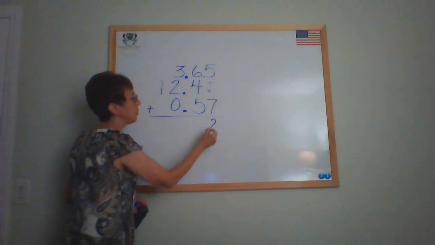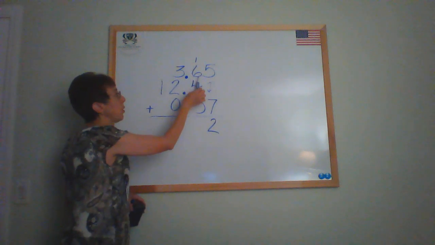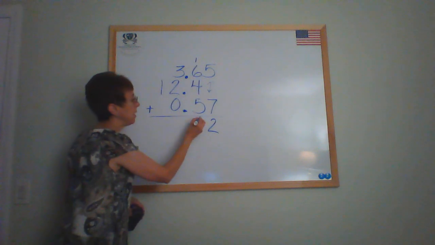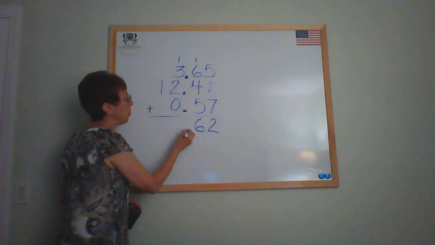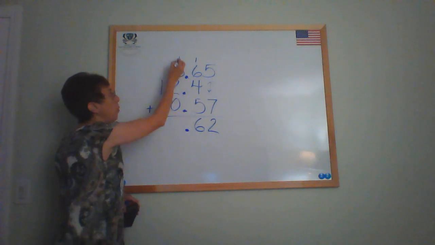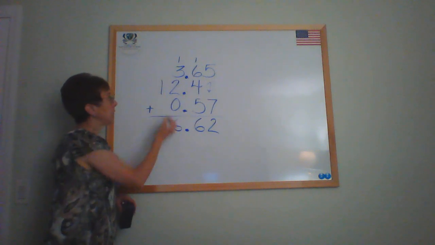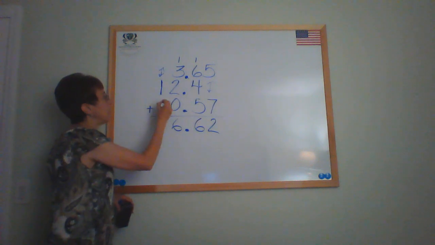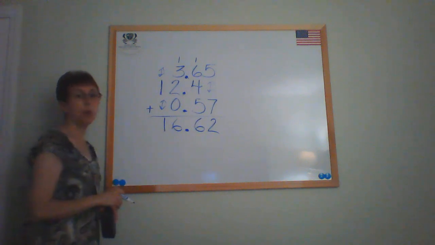5 plus 7 is 12, put down the 2, you carry over the 1. 6 plus 4 is 10, 10 plus 1 is 11, 11 plus 5, 16, put down the 6, carry over the 1. We want to bring down that decimal point. 1 plus 3 is 4, 4 plus 2 is 6, 6 plus 0 is 6. And then here in the last column, we don't have a digit here, we don't have anything here. That's fine. What are we adding? 1 plus nothing is 1.